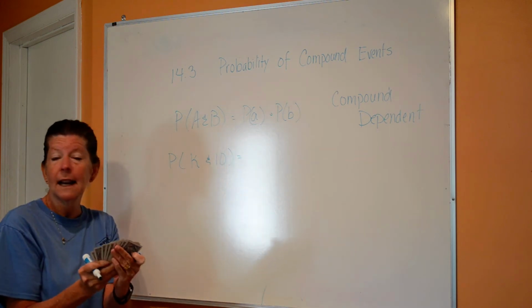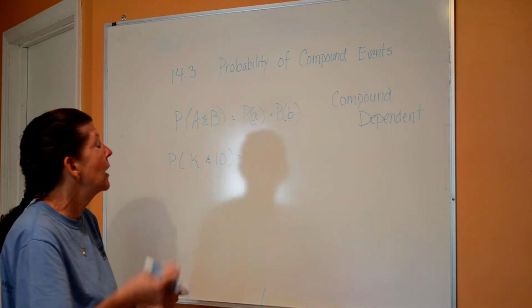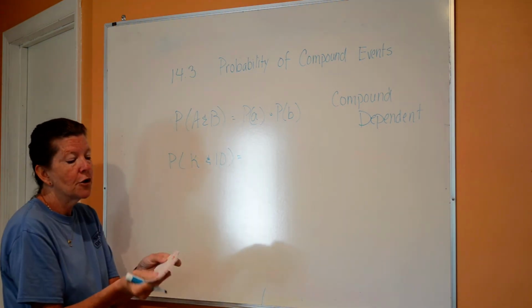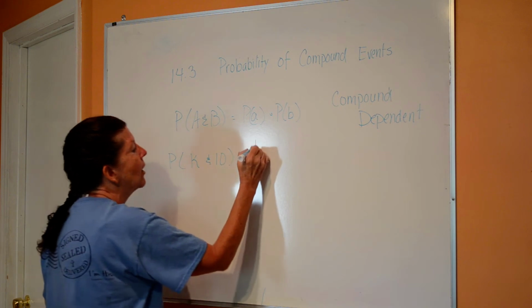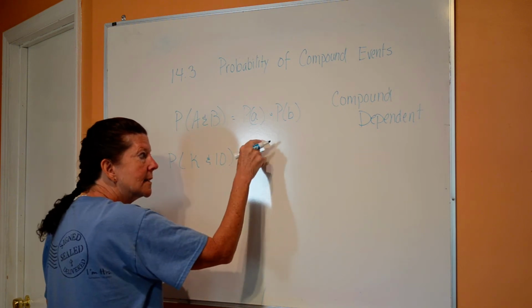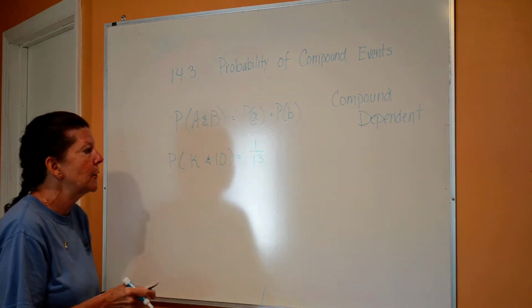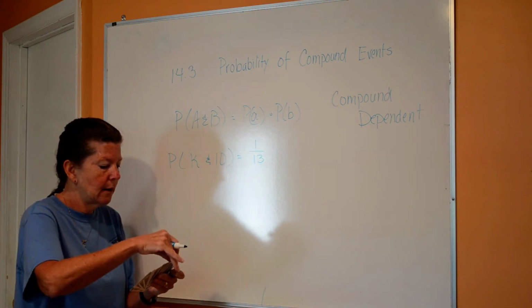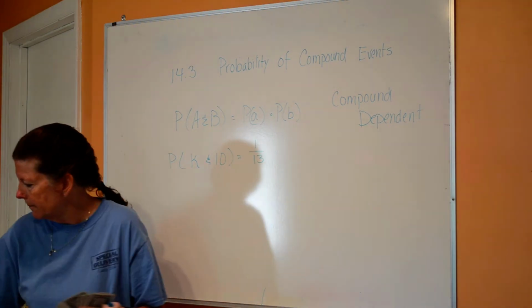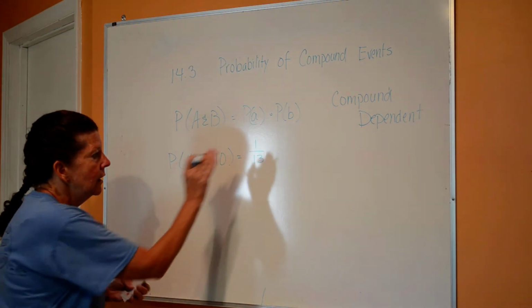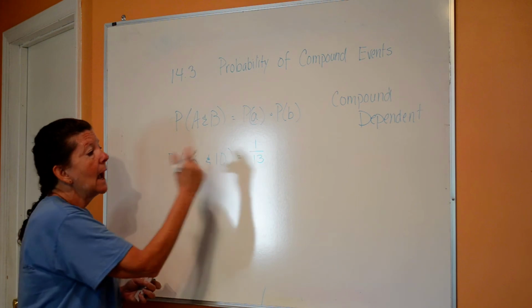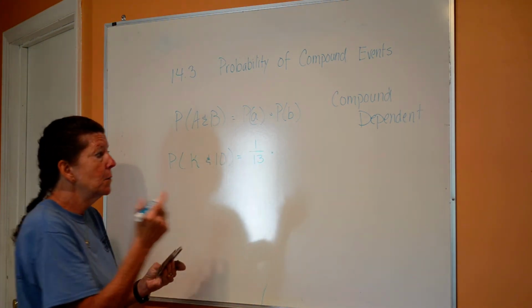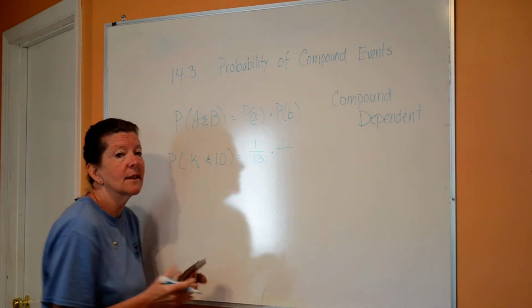I show you the deck of cards. I ask you to pull the card out. The probability that you're going to get a king, there's one king in these 13 cards. So it's one success out of 13 total. But let's say you pull out this card, okay? That was trying to get a king. Now I'm trying to get a 10, and there's only one 10, so the success is 1.